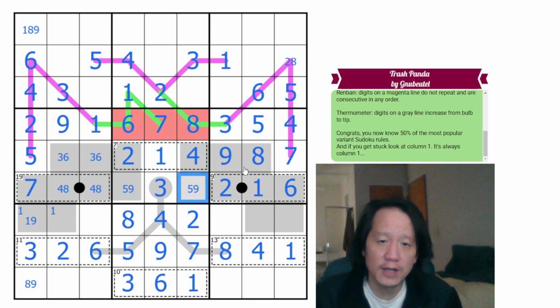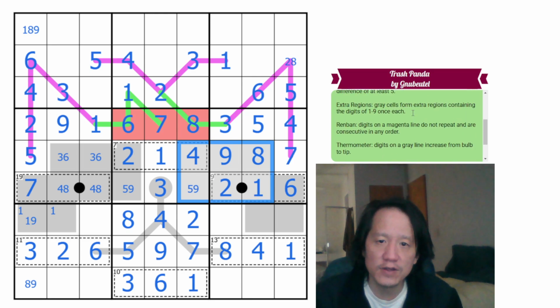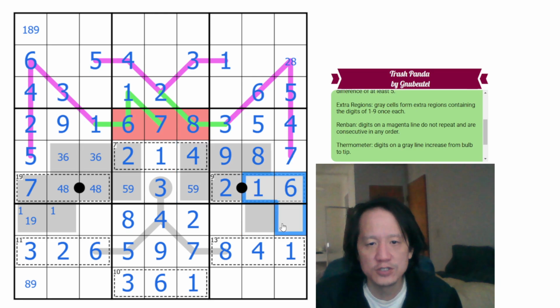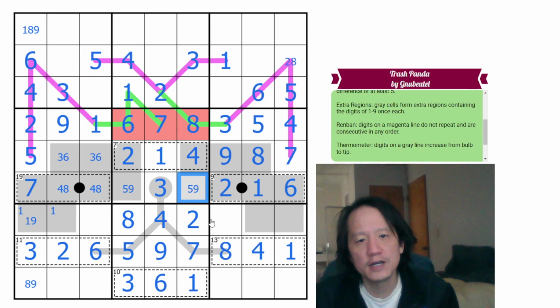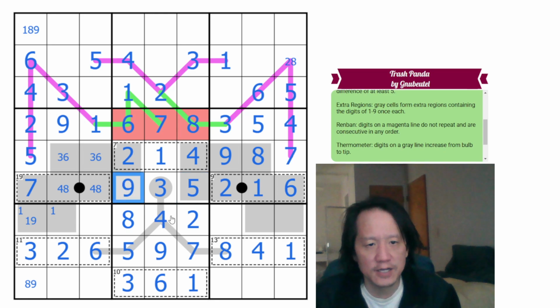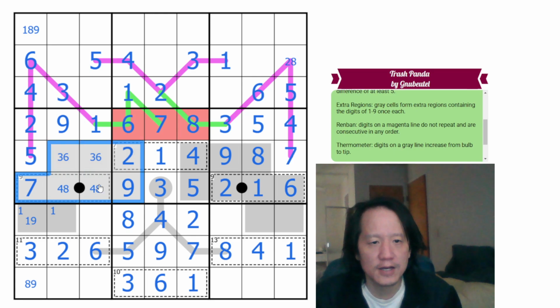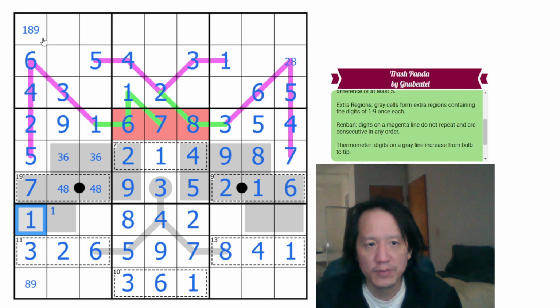This can no longer be 9 because of the extra region rule set, right? Because it must have the digits 1 through 9 once each in this region. So this can no longer be 9, so this is a 5, which makes this a 9. This 9 means there cannot be a 9 in the rest of the extra region, so this must be a 1. Which means this can't be 1. This can't be 1 anymore.